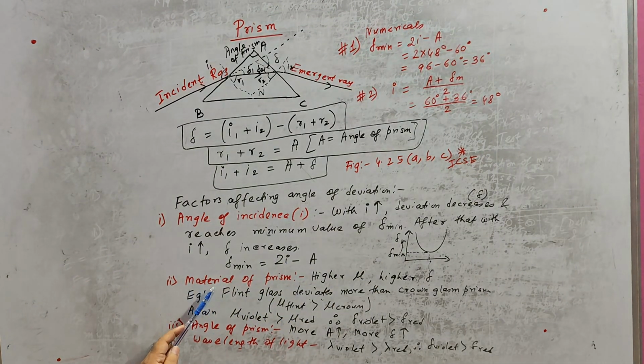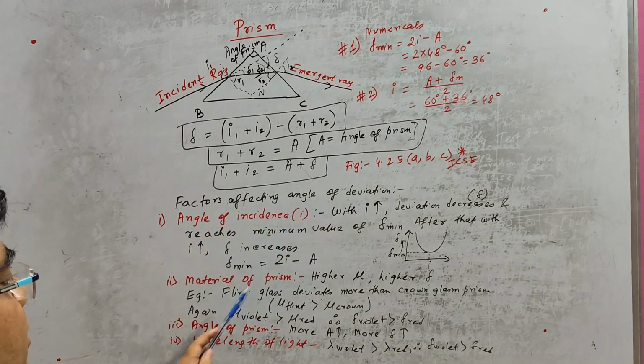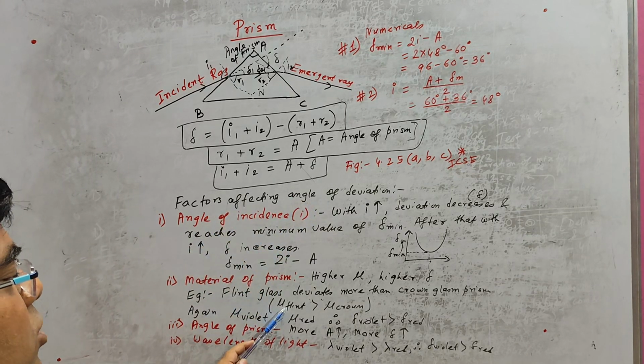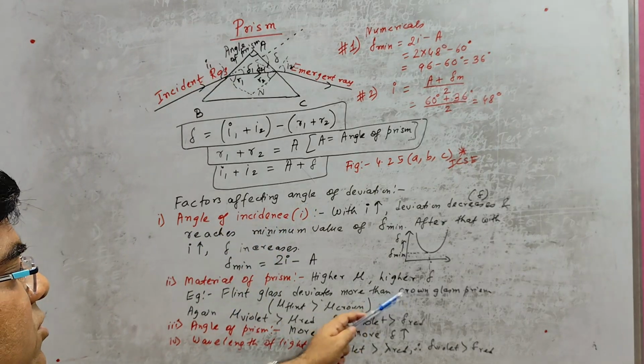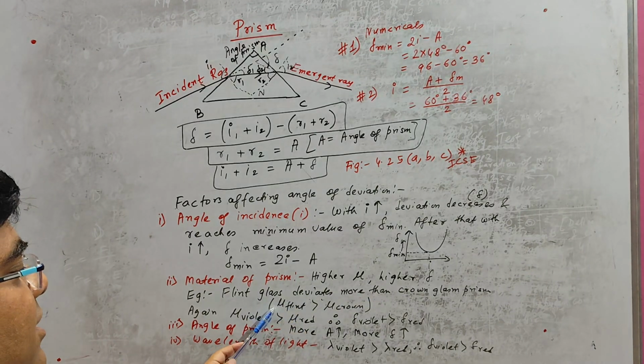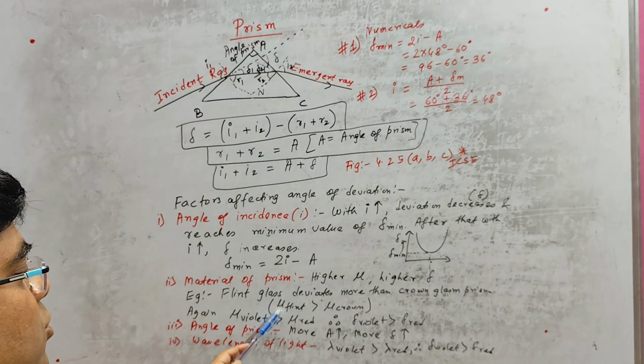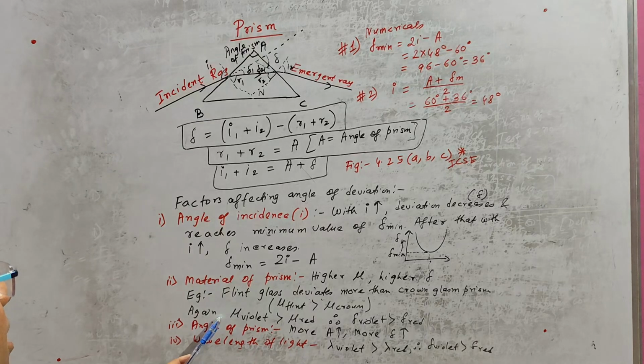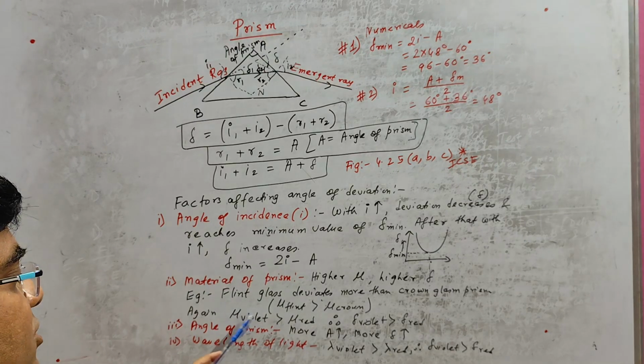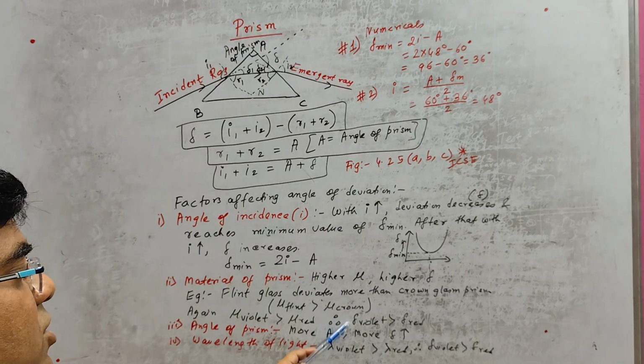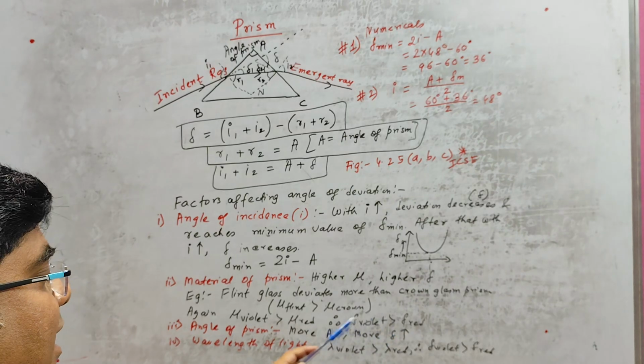The material of the prism also plays a role in determining the angle of deviation. Flint glass has a higher refractive index than crown glass. That's why, the refractive index being more, the deviation is more in flint glass. Similarly, violet light's refractive index is more than red light. That's why the deviation of violet light will be more than red light.